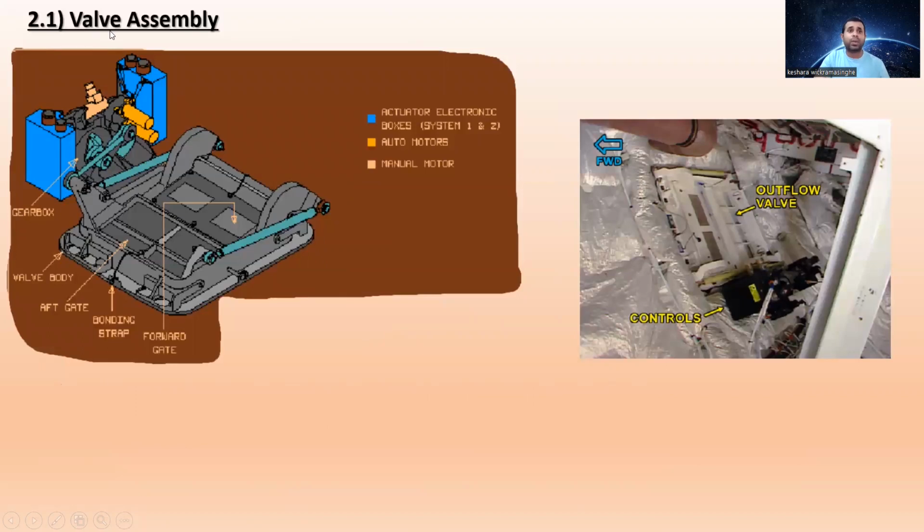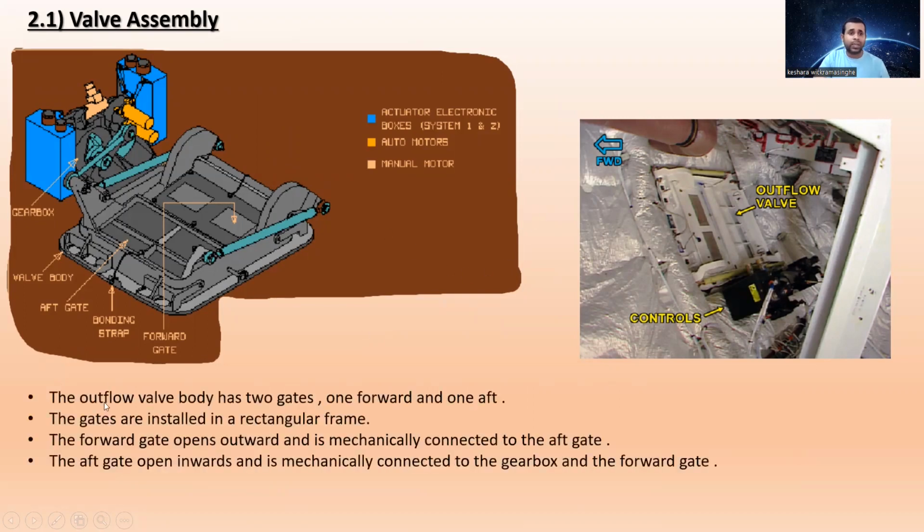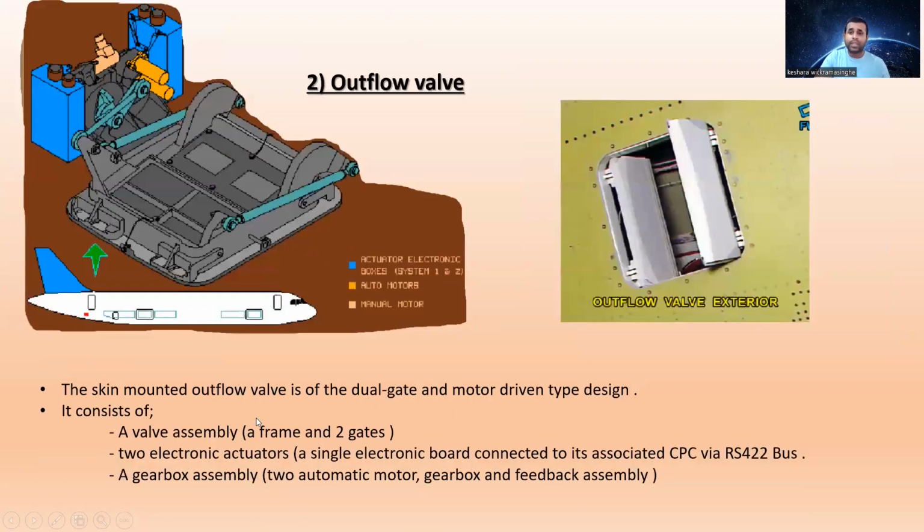Now let's go to the outflow valve. You can see the first one, the valve assembly. The outflow valve body has 2 gates, one forward and one aft. The gates are installed in the rectangular frame.